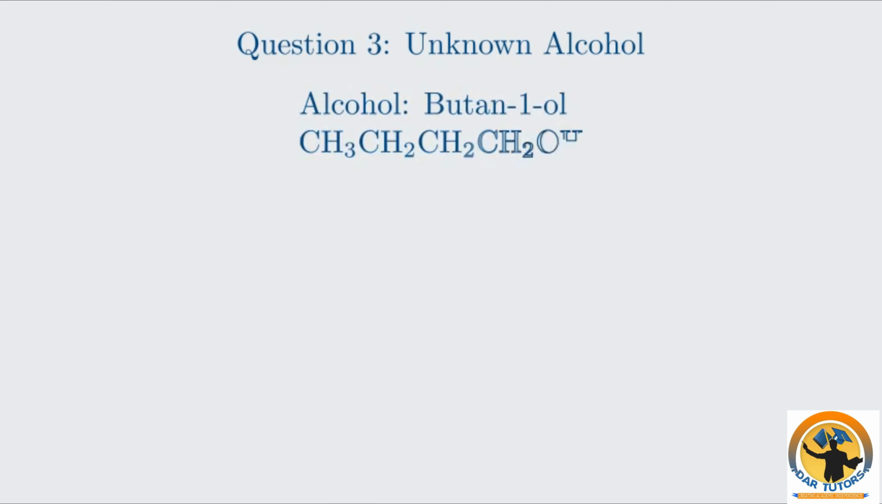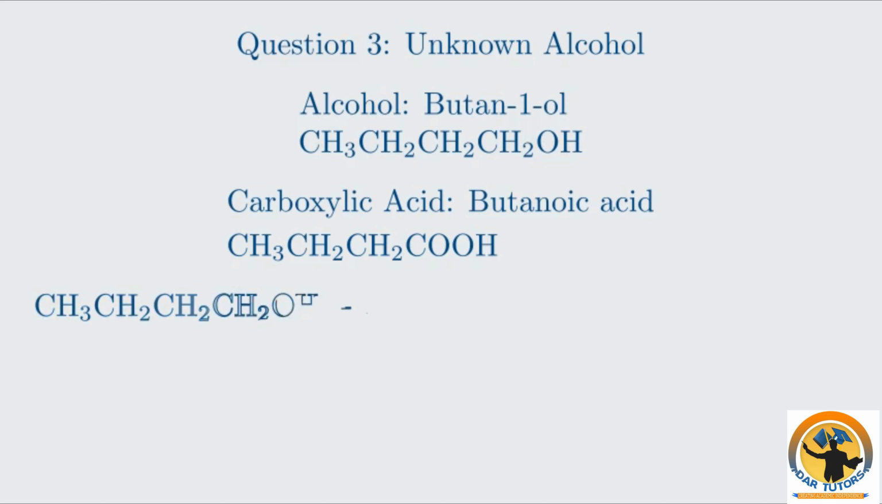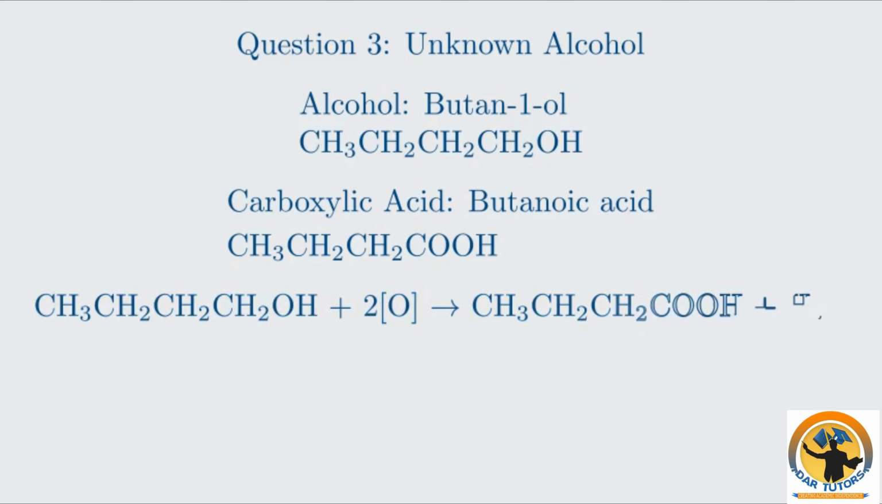Remember, secondary alcohols oxidize to ketones, and tertiary alcohols do not oxidize to carboxylic acids. We need a primary alcohol with 4 carbon atoms. The only primary alcohol with this molecular formula is butan-1-ol. So the alcohol is butan-1-ol. When this primary alcohol is oxidized to a carboxylic acid, it produces butanoic acid. The reaction shows the oxidation of butan-1-ol all the way to butanoic acid. This reaction would be performed under reflux with an excess of the oxidizing agent.